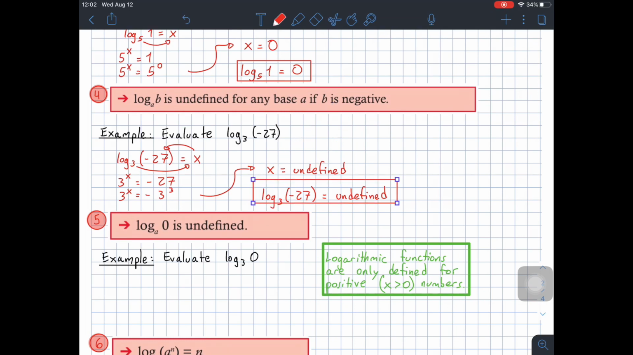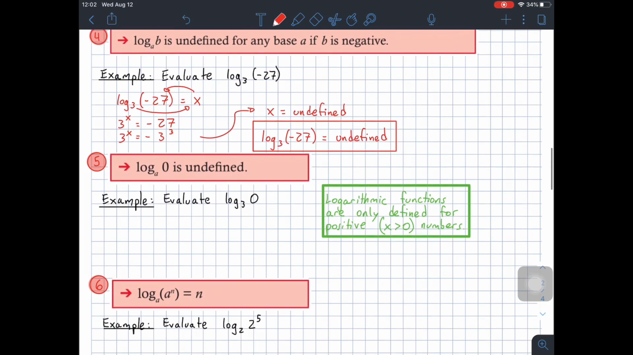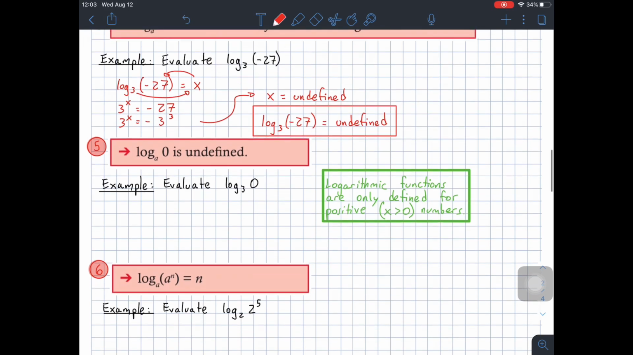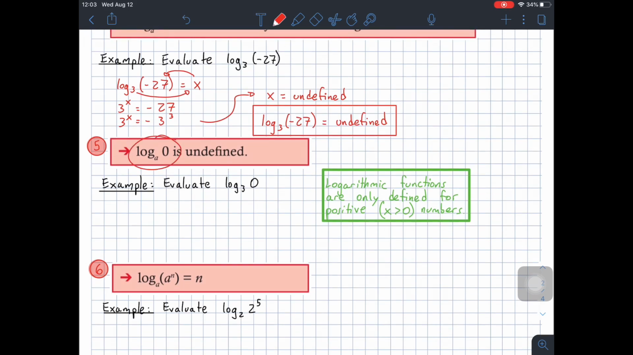Okay, so let's move on now to property 5. It says log base a of 0 is also undefined. So when the argument is 0, the logarithm is undefined. If you try doing the one we just did in your calculator, if you put log base 3 of negative 27, you should get math error. And same thing for this. If you put log base 3 of 0, you should get a math error as well. Let's see why.